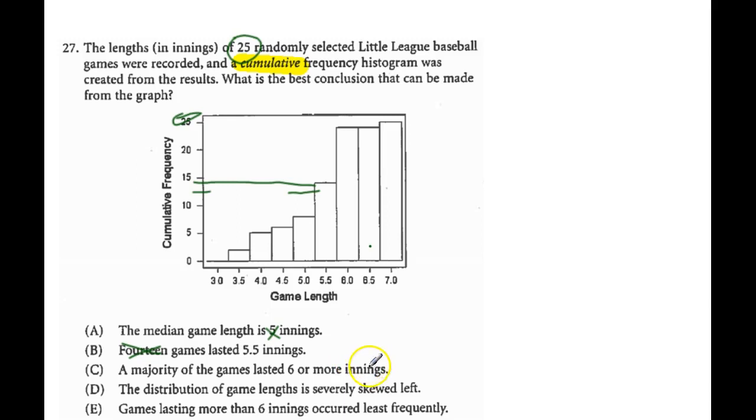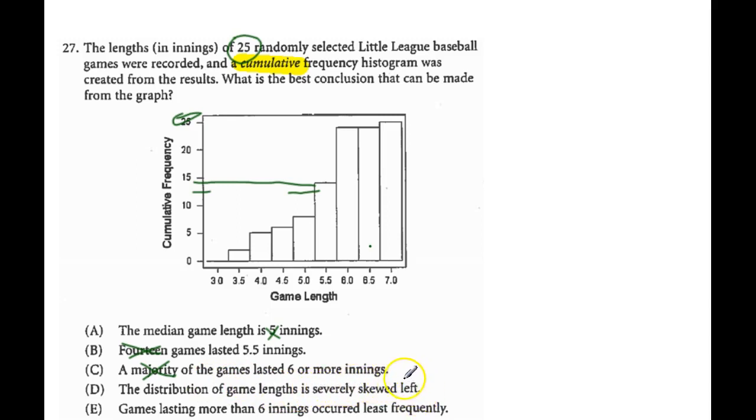Majority of the games lasted 6 or more innings? Well, very few games lasted 6 or more. 24 of the 25 games were 6 or less. You could say 15 of the games were 5.5 or less, but certainly the majority were not more than 6. That's the minority. The distribution of game lengths is severely skewed left.